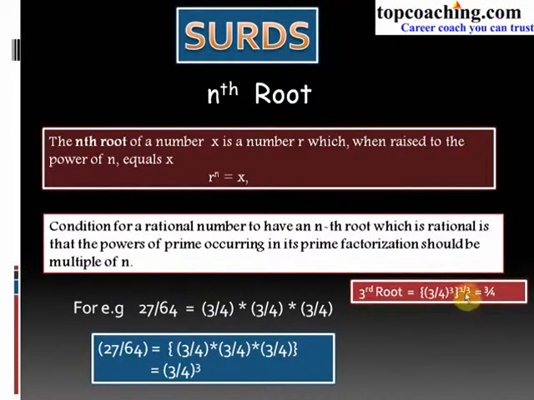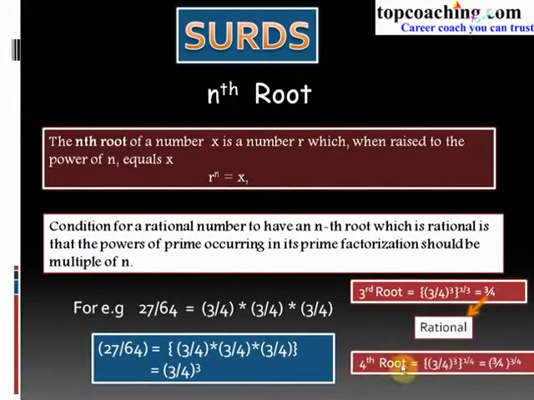So what do you see here? If you want the nth root to be a rational number, then the index to which this number is raised should be a multiple of 3. We get a rational number as the third root of 27 by 64. But now if I want to find the fourth root, it would be (3 by 4 whole cube) to the power of 1 by 4. Now the exponent 3 is not a multiple of 4, and so we get 3 by 4 to the power of 3 by 4, and this is an irrational number.